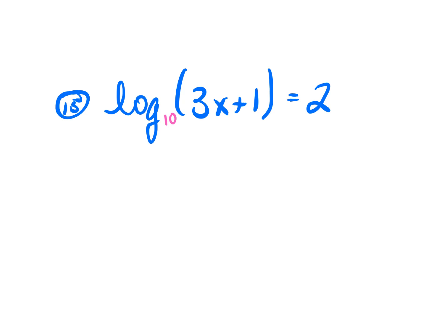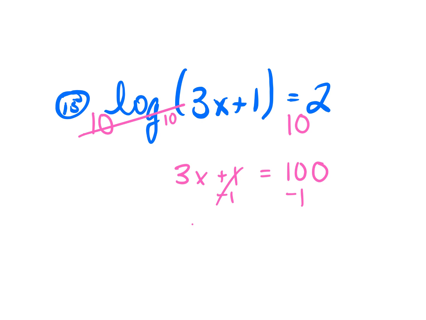Make the big base 10. So 10 to the power of log base 10 will cancel, so we're left with 3x plus 1 is equal to 10 squared, which is 100. What do we do next? Subtract the 1. So 3x is equal to 99. Divide by 3. So x is equal to 33.